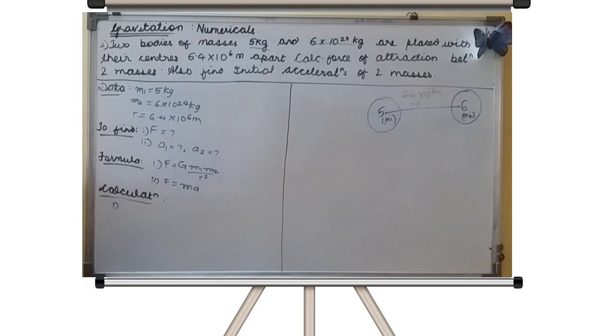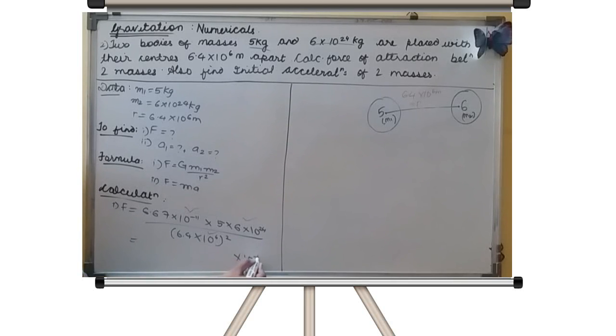First, F is equal to G M1 M2 upon R square. So F is equal to, what is G? 6.67 into 10 raised to minus 11. This is general. Into M1. What is M1? 5 into 6 into 10 raised to 24 upon, what is R square? 6.4 into 10 raised to 6 the whole square. So just take these powers together so that you don't get confused afterwards.